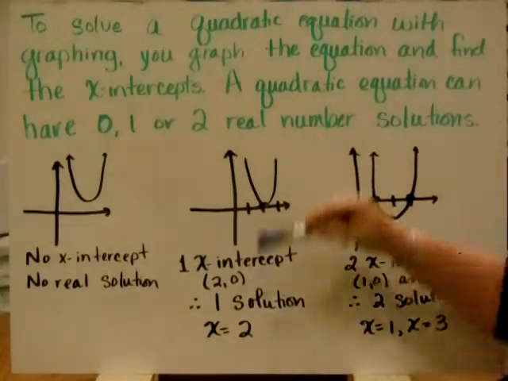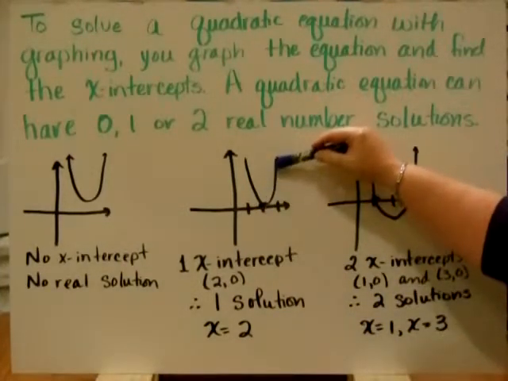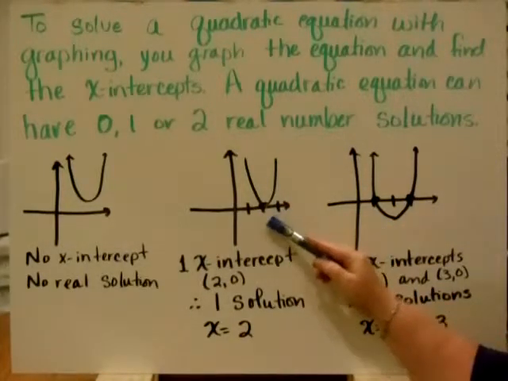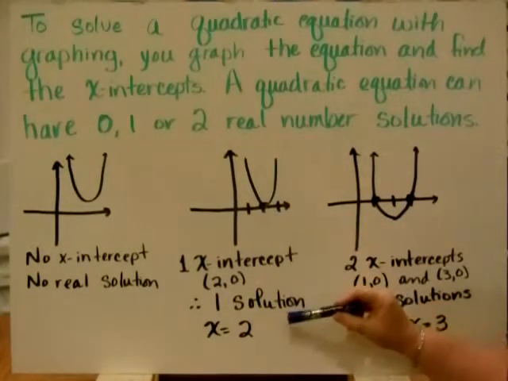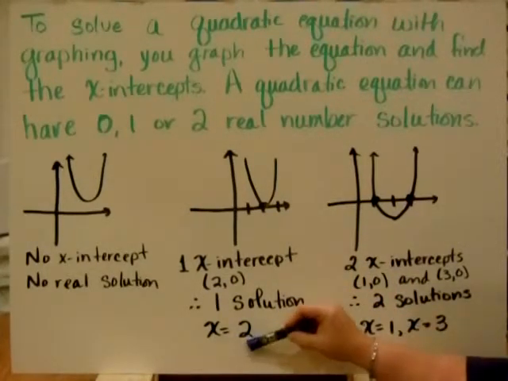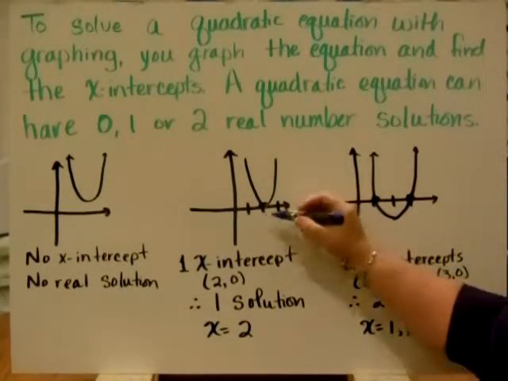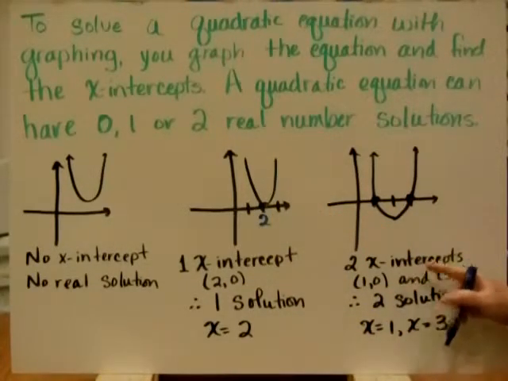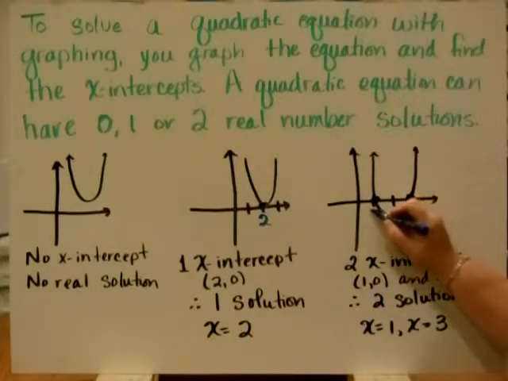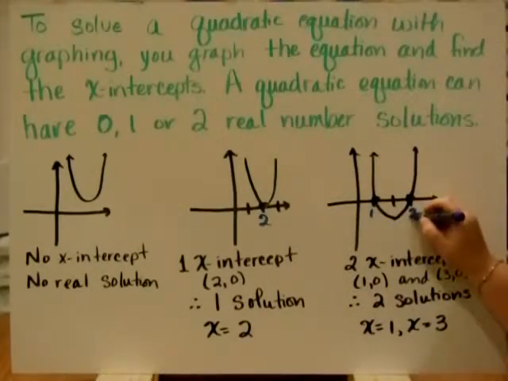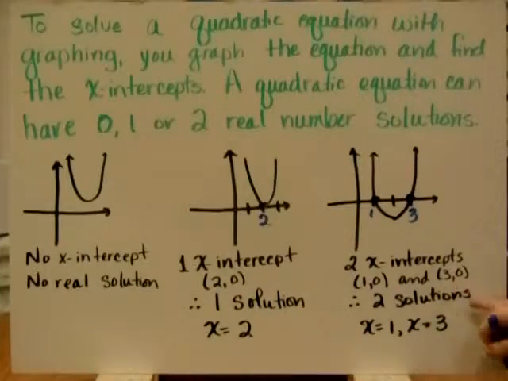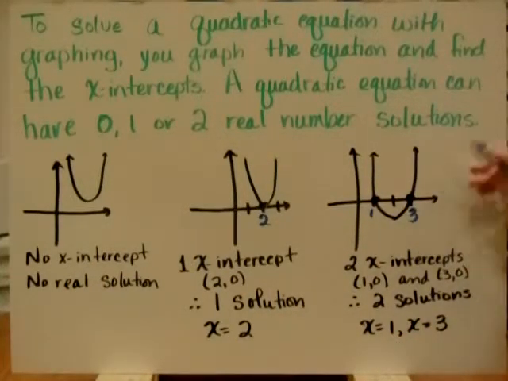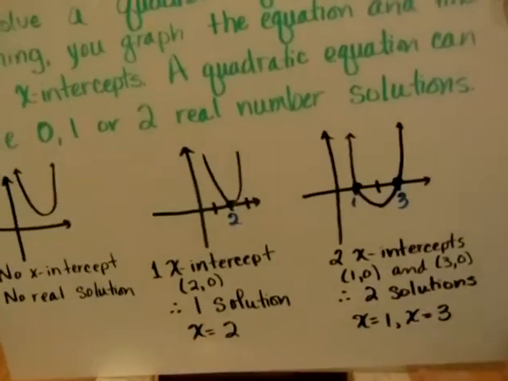In this second one, it just touches the x-axis and then turns, so it only touches in one place. So it only has one x-intercept, in this case the point (2, 0). So it has one solution, which is x equals 2, where it touched the x-axis. In our last example, we have two x-intercepts. We have one here at (1, 0), and we have another one here at (3, 0). So we have two real solutions. One of them is x equals 1, and the other one is x equals 3.